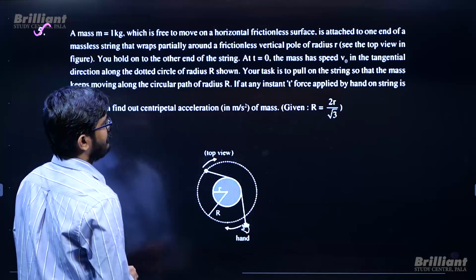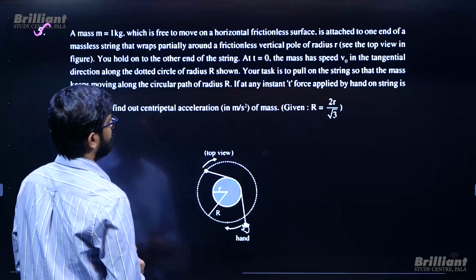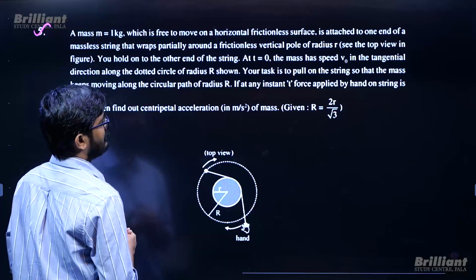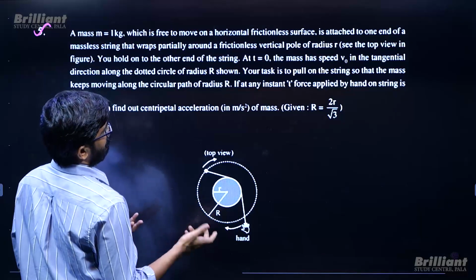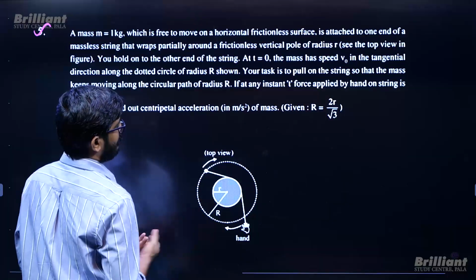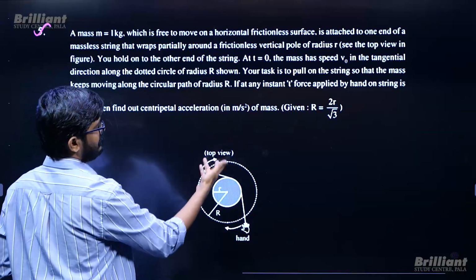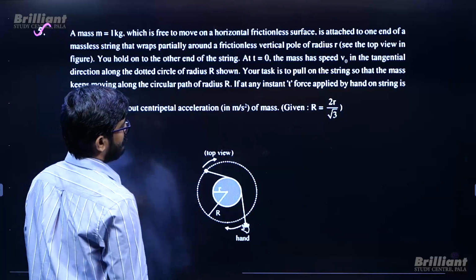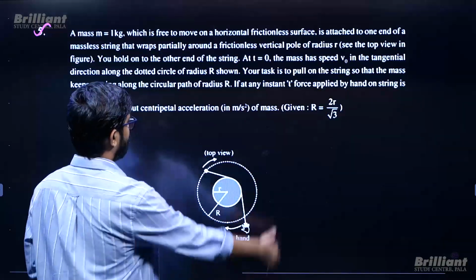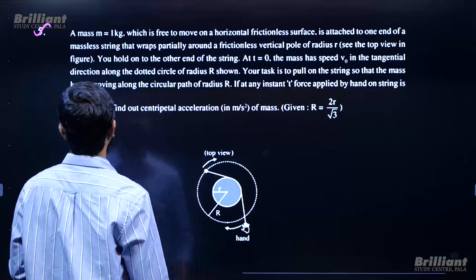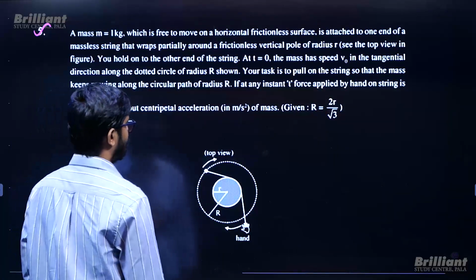If at any instant t, force applied by the hand on the string... See, basically there is some ambiguity in the question. They said initial speed is v0, but later they never said what the speed is, so maybe you can take the initial situation itself. If at instant t equals 0, force applied by the hand is 2 Newton, then find out the centripetal acceleration.